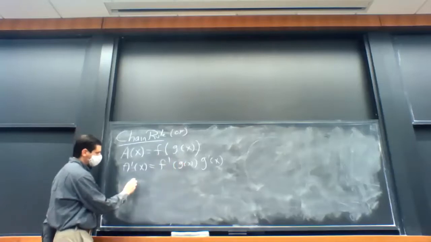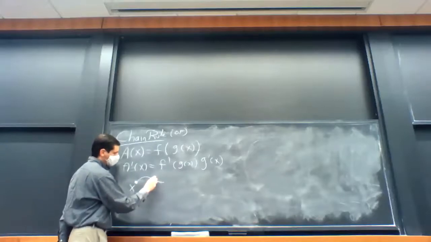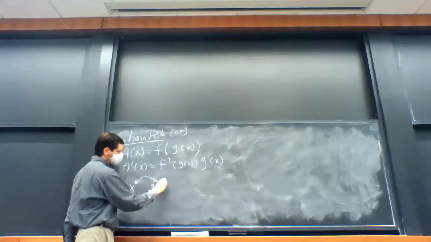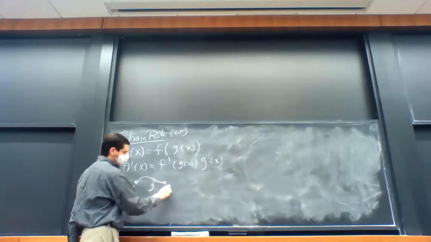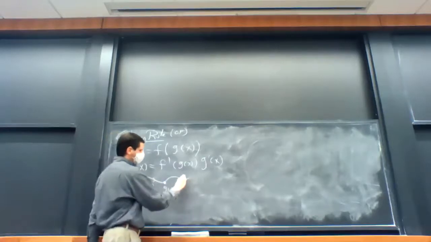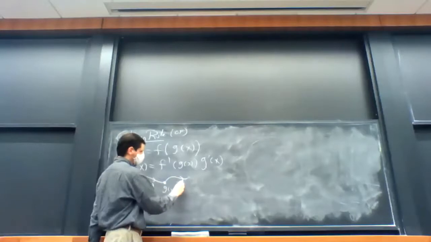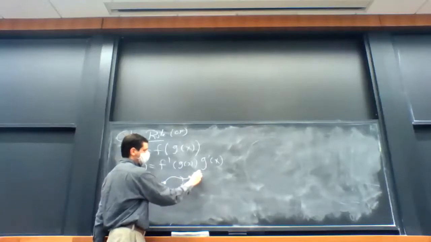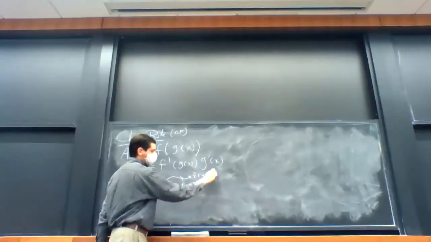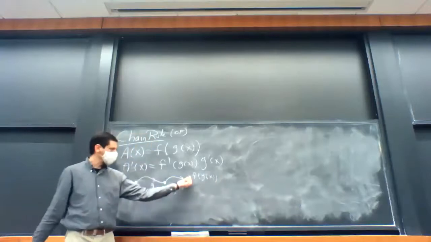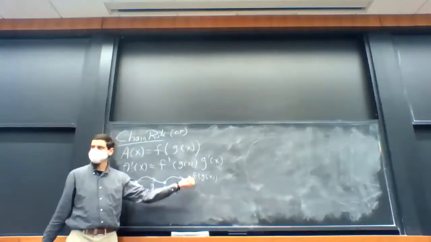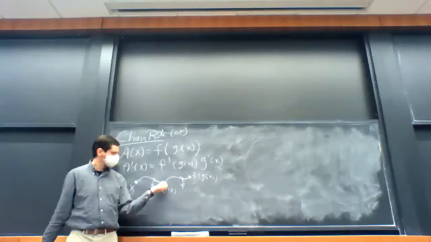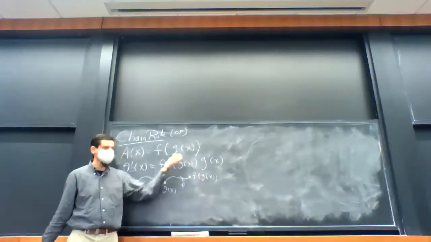Another way to think about what's going on is you start off here with some point x, and then you have this map g, which takes you to this point g of x, and then we apply f, and that takes us to f of g of x. So when we calculate f prime, we actually calculate at this point, which is the point g of x, and that's where we are putting f prime.